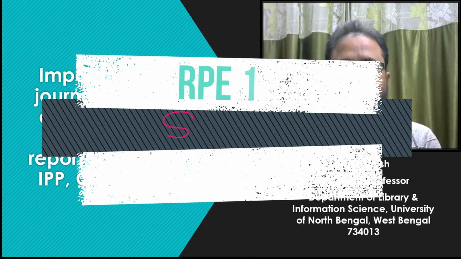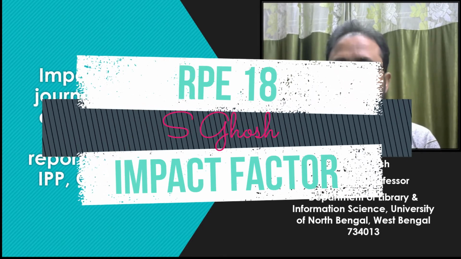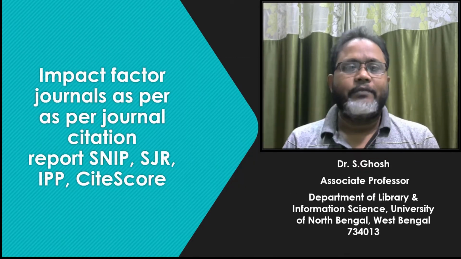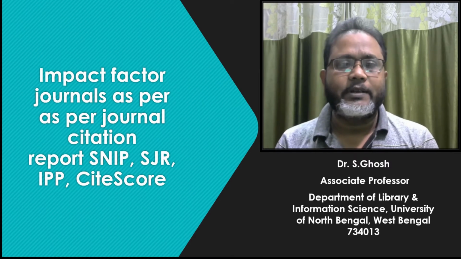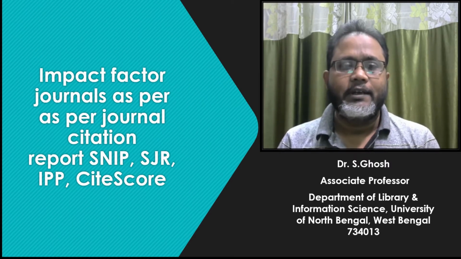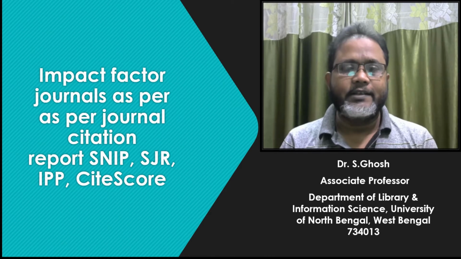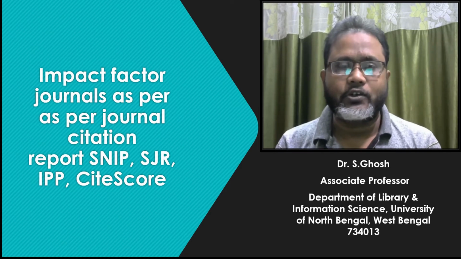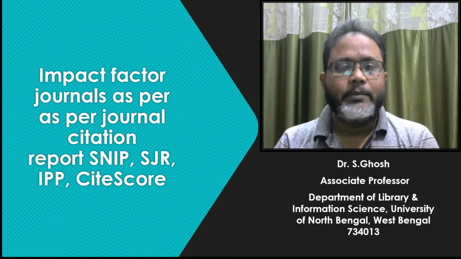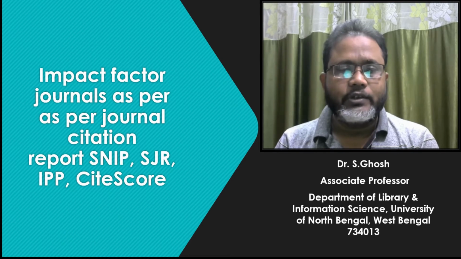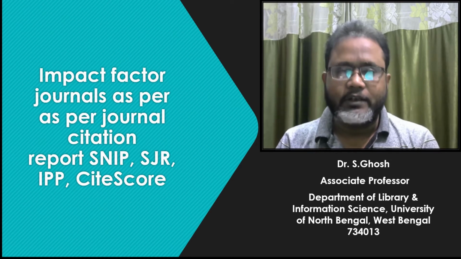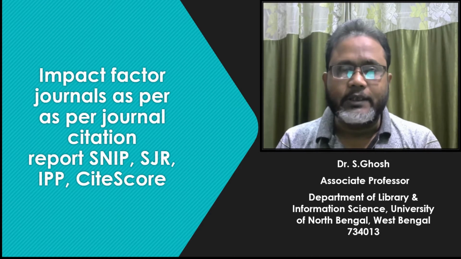Today a new topic we are going to discuss, that is the impact factor of journals as per the Journal Citation Report: SNIP, SJR, IPP, CiteScore. Might be some of the terminologies or abbreviations enlisted here. You have already heard them, or might be you haven't heard them.